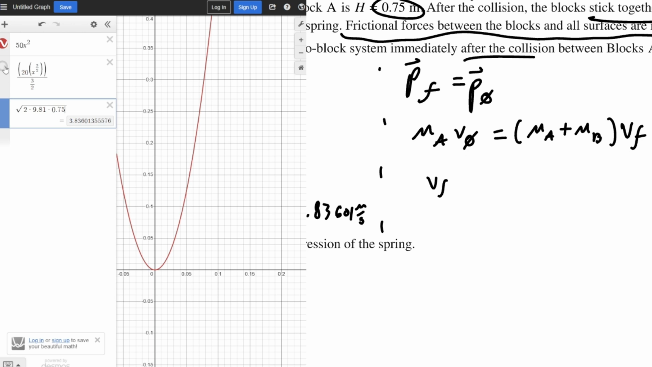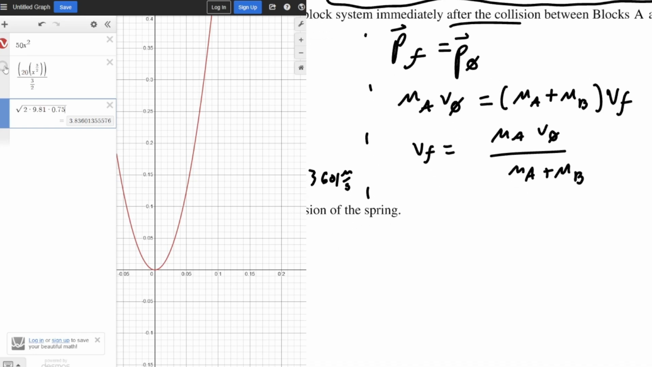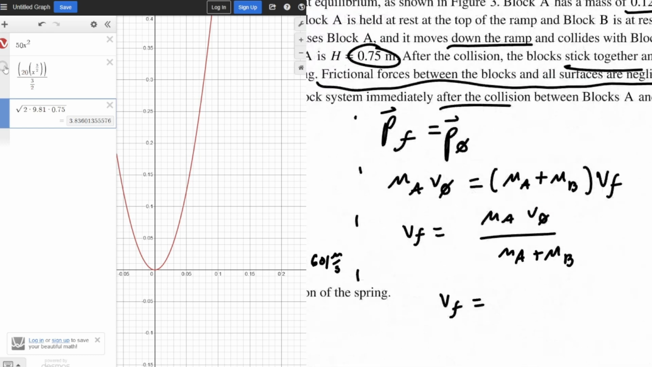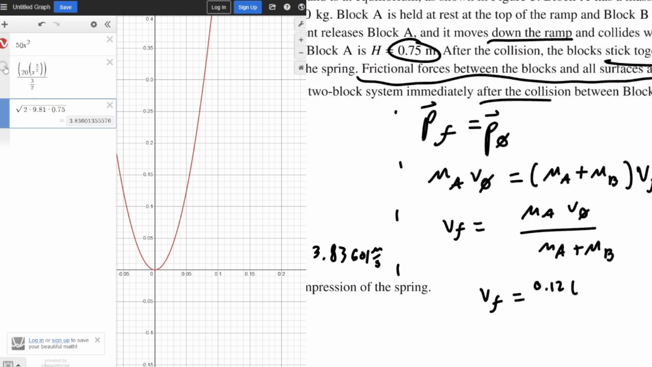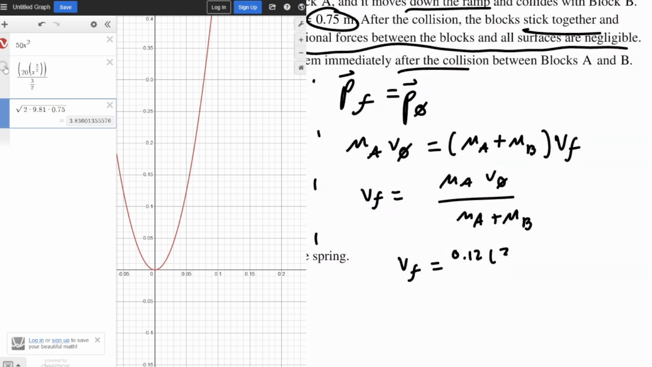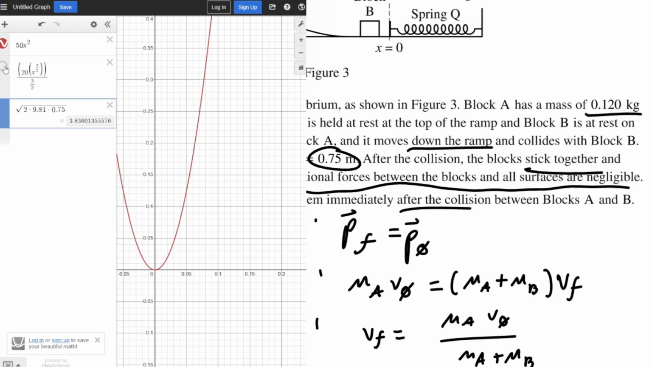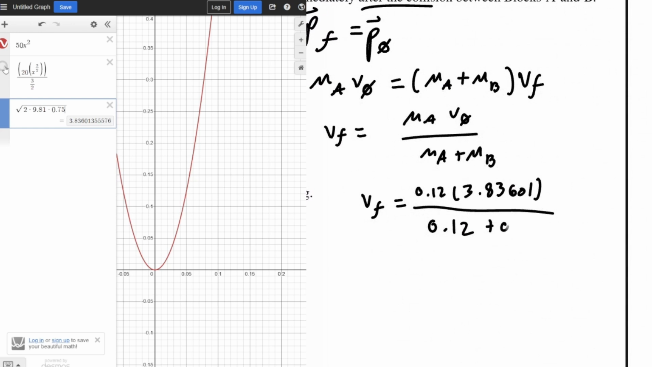So we're going to solve for V final by moving the values we don't need to the other side. And now we can plug everything in to find V final. So V final equals, the mass of block A was 0.12 kilograms, and then the velocity that we calculated was 3.83601. Now we're going to divide. So it was 0.12, the mass of block A, plus 0.07. And that should give us the final velocity.